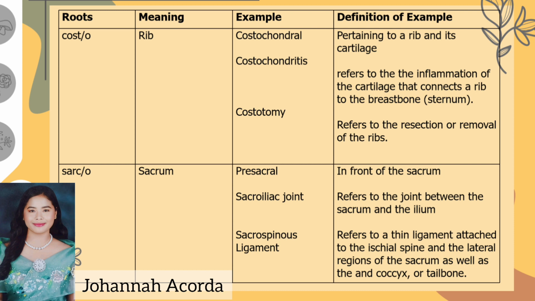The sacrum is a triangular bone located at the base of the vertebral column, and it plays a vital role in connecting the spine to the pelvis. The next example is the sacroiliac joint.